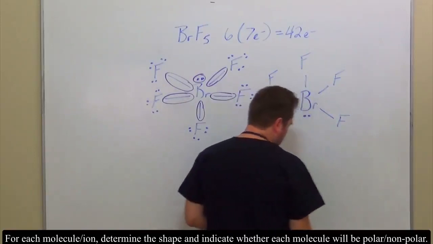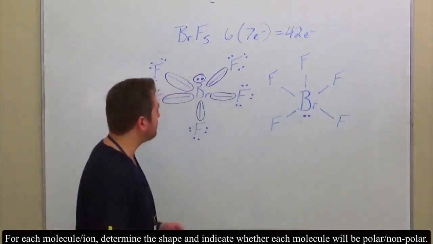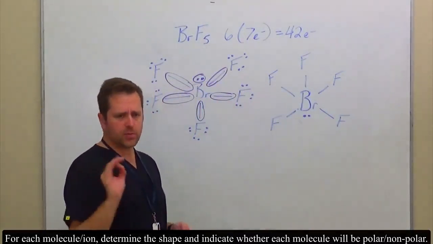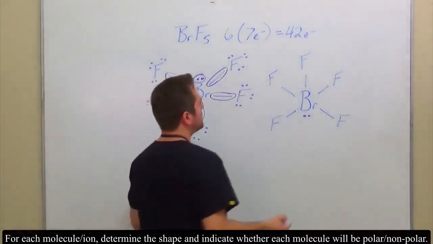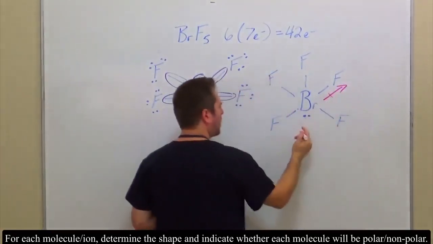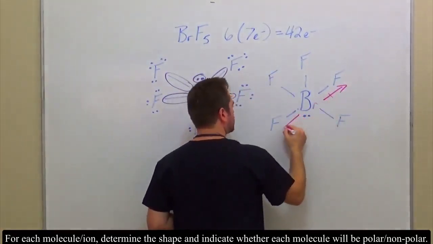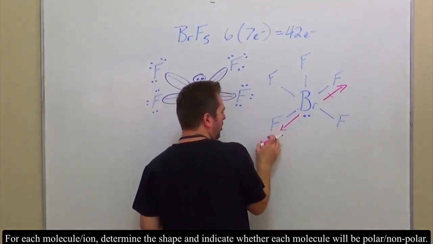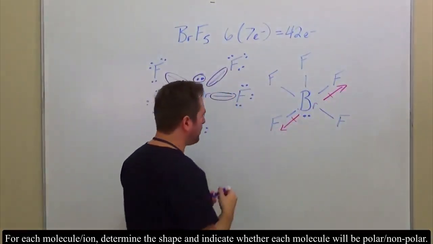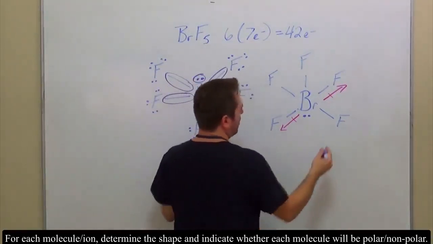Okay, now let's determine if this is a polar molecule or not. So, fluorine is more electronegative than bromine. So what that means is there's going to be a pull in this direction. However, that pull is going to be canceled out by the pull on this fluorine. I'll go ahead and put my lone pairs. Let's be thorough.